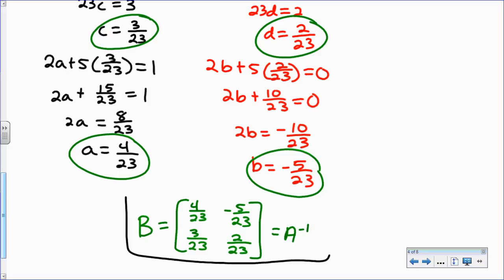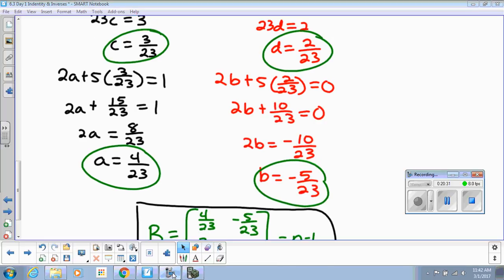So how can I know that that's correct, since you're not going to get nice numbers? Multiply B by which one? A. And what should you get? You should get I, the identity, 1, 0, 0, 1. So when you multiply B times A, since they're inverses, that's going to give you the identity.